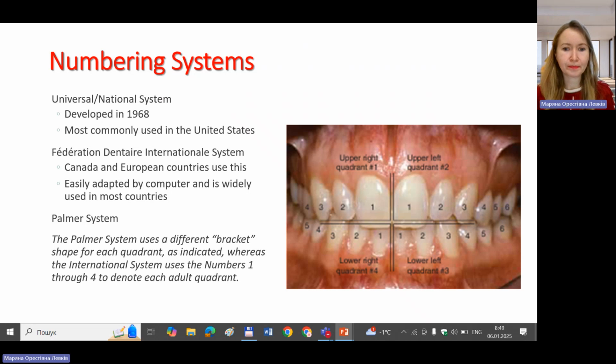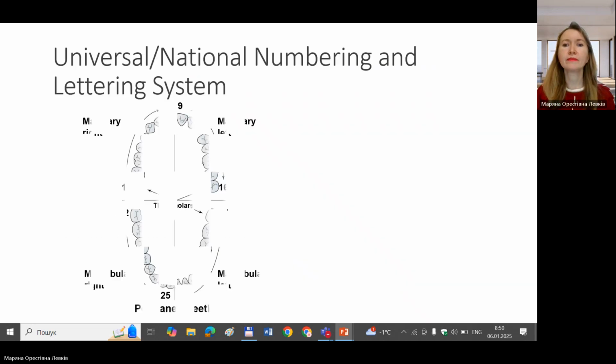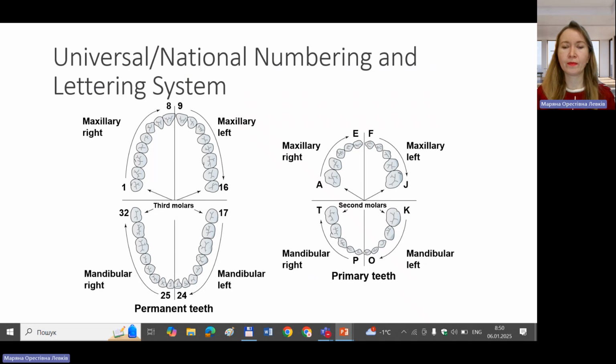The Palmer system uses a different bracket shape for each quadrant as indicated, whereas the international system uses the numbers 1 through 4 to denote each adult quadrant. And now in detail about tooth notation using different numbering systems.